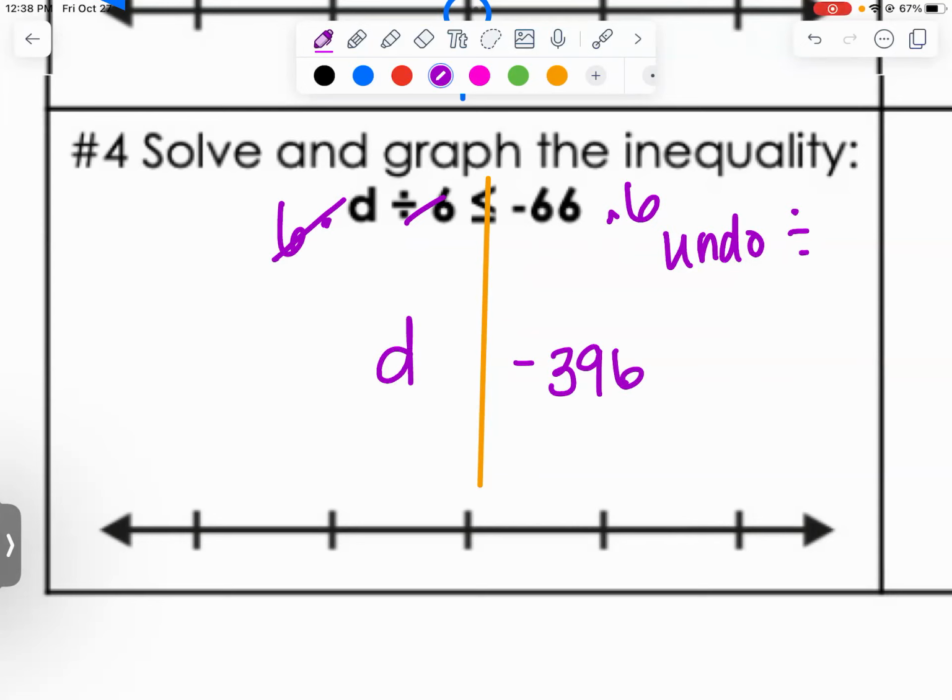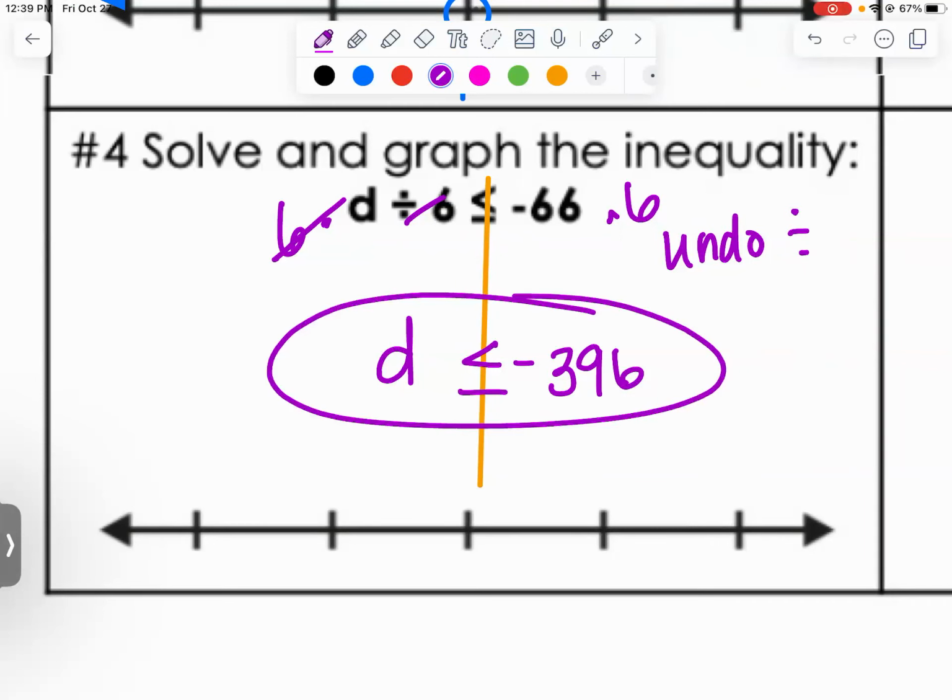What is 66 times 6? 396? Why are we disagreeing then? It is a big number. Ayla, should we switch our inequality? No, we multiplied by a positive number, so we do not flip our sign. So at negative 396, we have a closed circle, and we're gonna go to the left. Or less than.